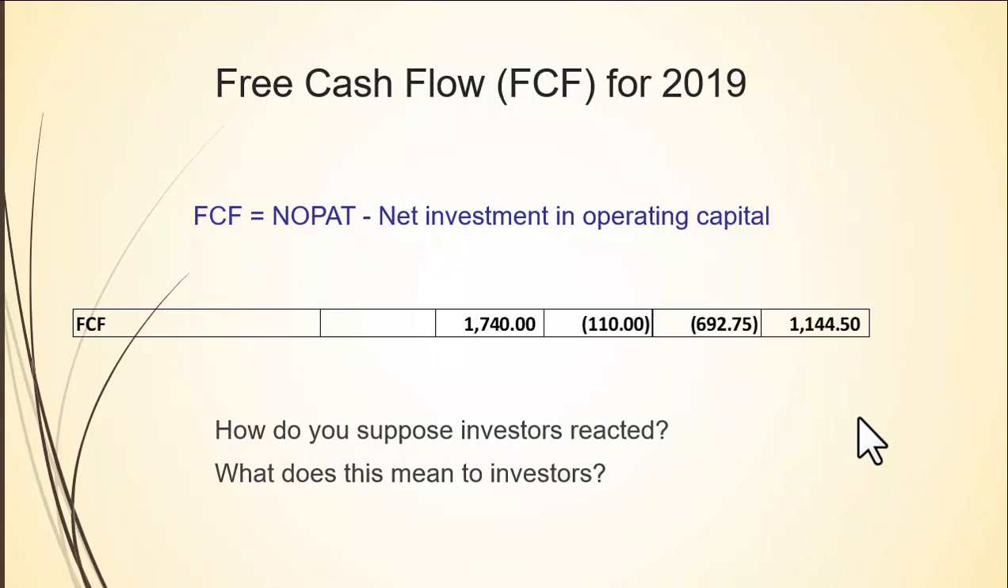So how do we calculate free cash flow? It is the net operating profit after taxes, NOPAT, minus the net investment in operating capital, or the change. So what we can see here is we have a couple of positive numbers, a couple of negative numbers. So what does that mean? The numbers could be negative if we are investing. Also could be negative if we have down years, right? If we have negative income, there's a good chance we might have negative free cash flow.